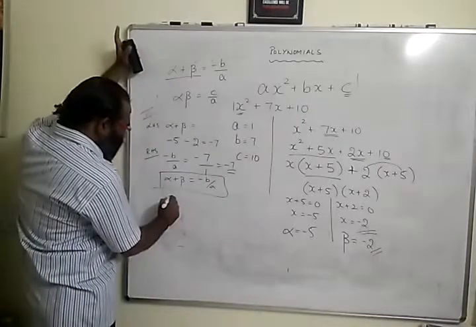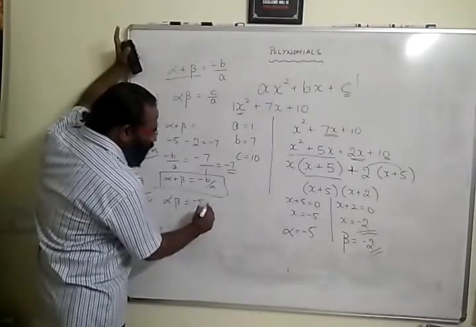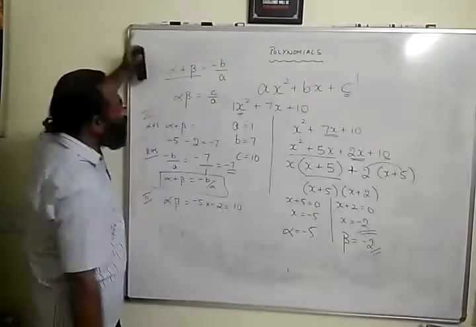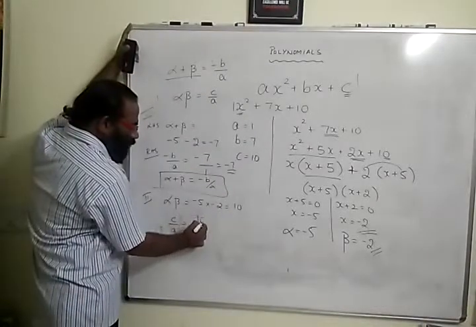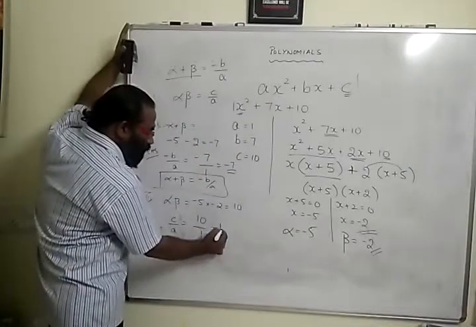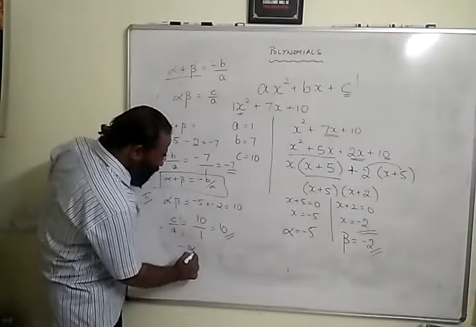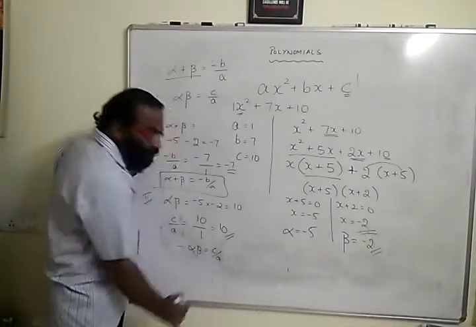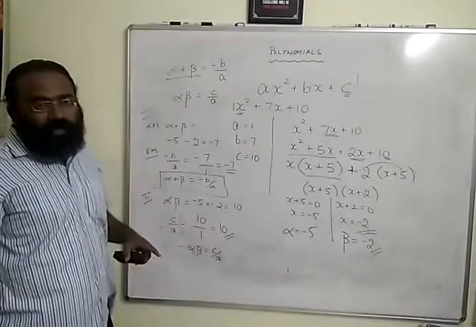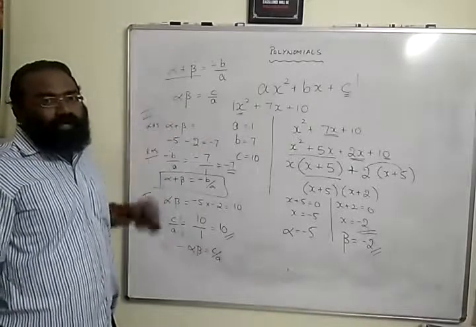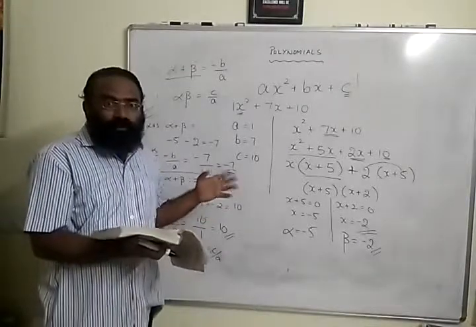What about the second one? Alpha beta. What is alpha beta? Minus 5 into minus 2, which is 10. And c by a. What is c? 10 by 1, which is equal to 10. So you have alpha beta is equal to c by a. So this is the way that you will verify the relationship between the coefficients and the zeros. So I hope this is clear. The method in which you do this is clear.